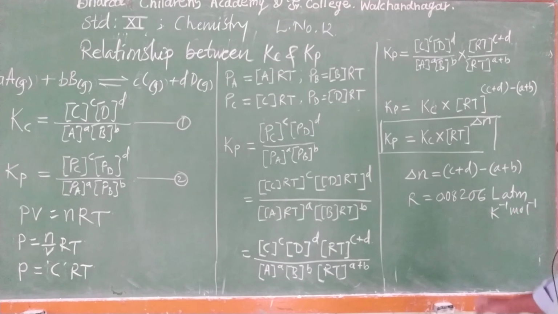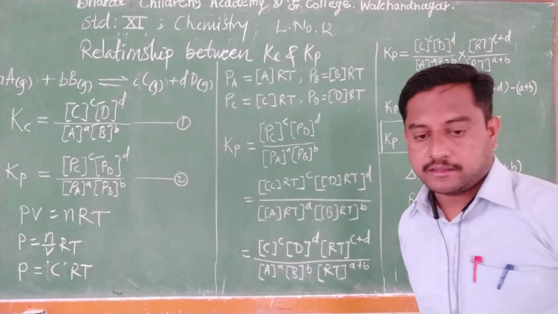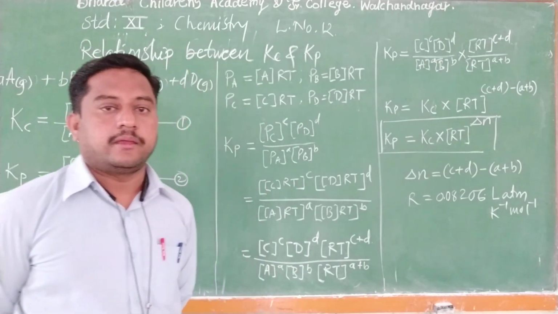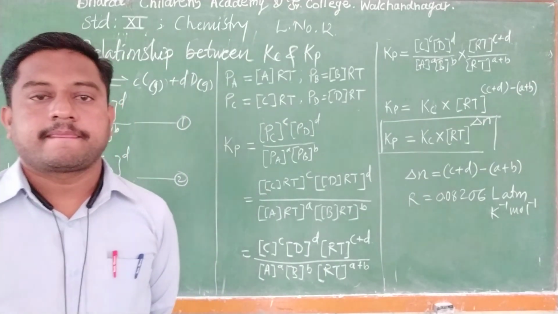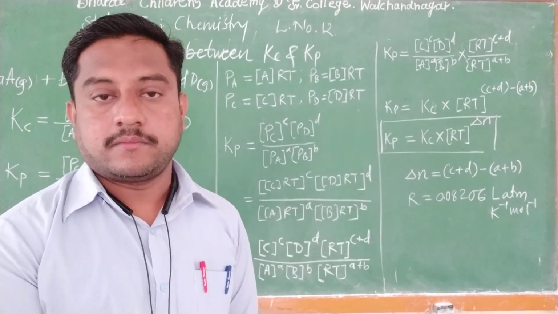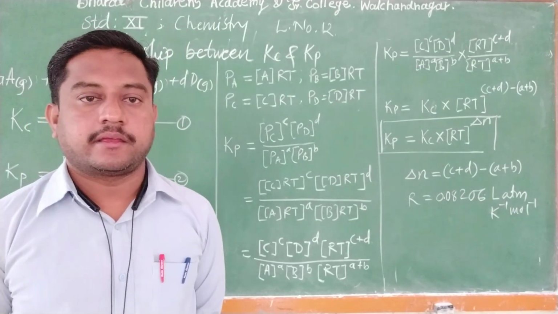So this is the value of R. R is equals to 0.08206 liter atmosphere Kelvin inverse mole inverse, and this is how you can get the relation between Kp and Kc.